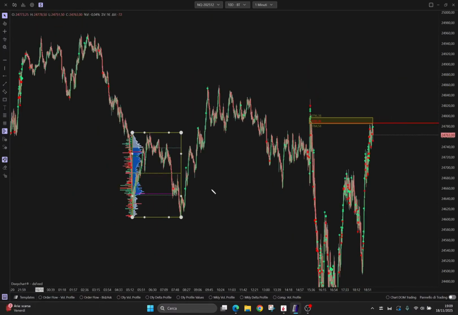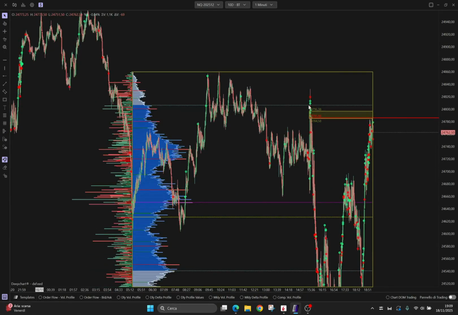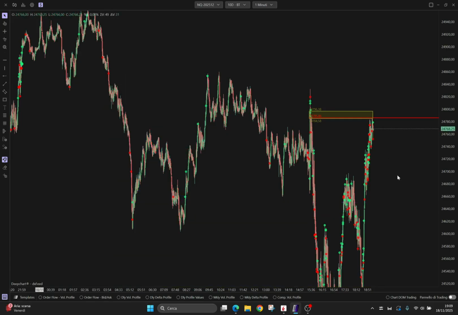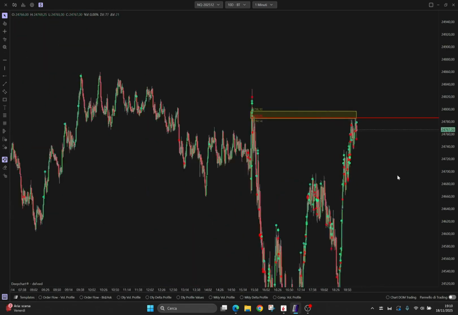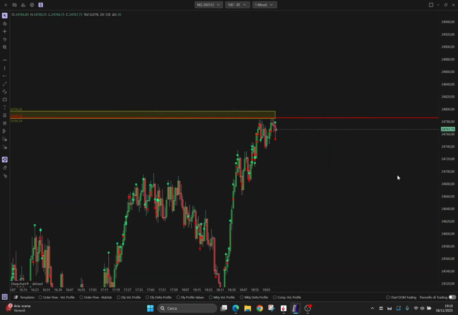So if we take all the price of the day into consideration, as you can see, this one was the last level of protection. So now you cannot use trend following models because you are in a balance scenario.